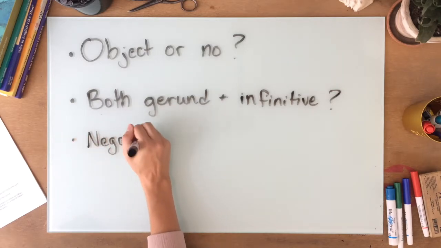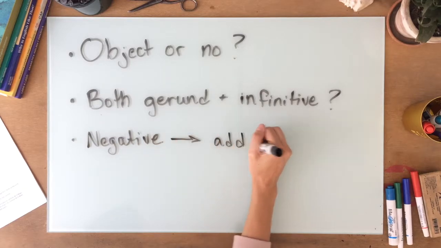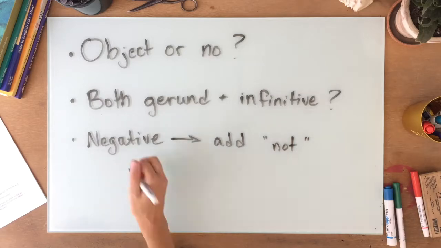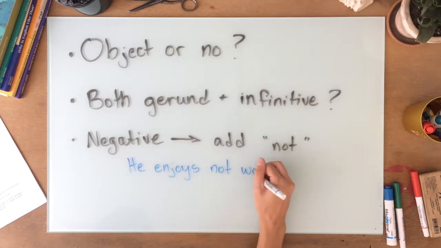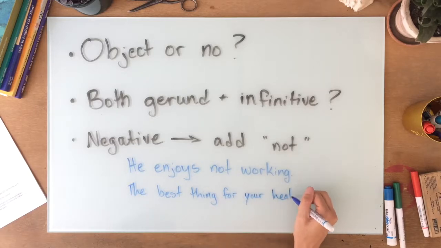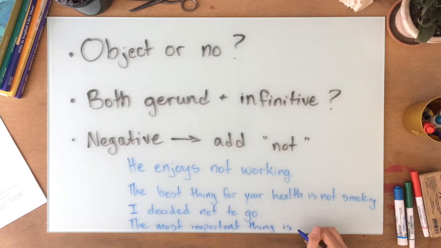Okay, another important thing is it is possible to make a gerund or infinitive negative. All you have to do is put not. For example, he enjoys not working. The best thing for your health is not smoking. I decided not to go. The most important thing is not to give up.